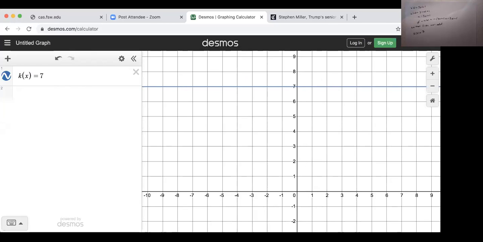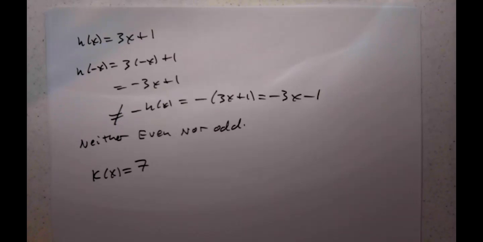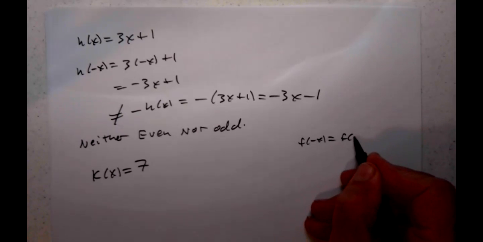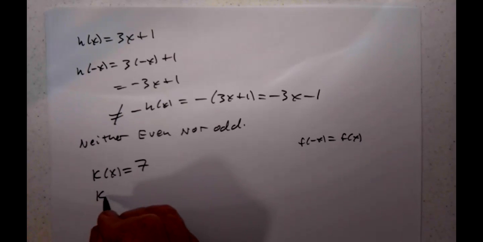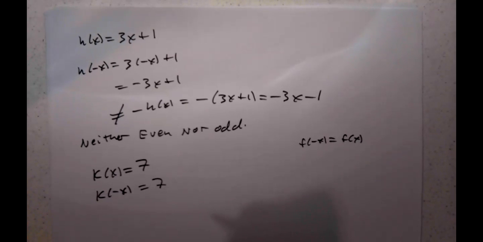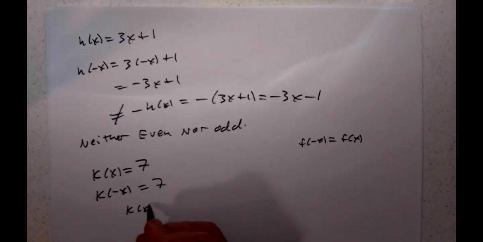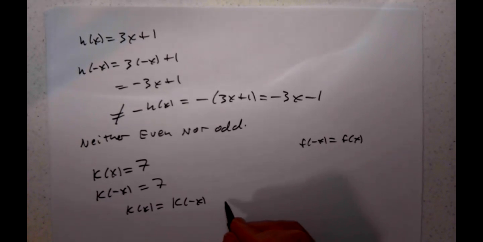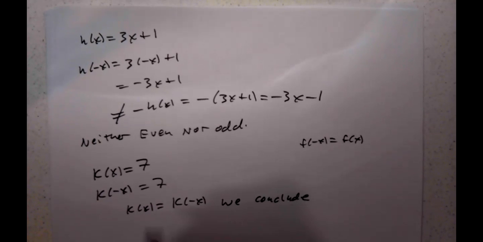Now, how do we prove that? Remember, an even function gives me f of negative x is the same as f of x. So what is k of negative x? K of x is 7, so k of negative x is also 7. So since k of x, everything is 7, k of x equals k of negative x, we conclude that this function is even.